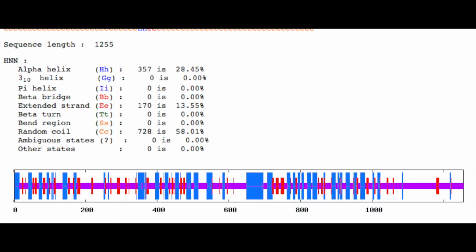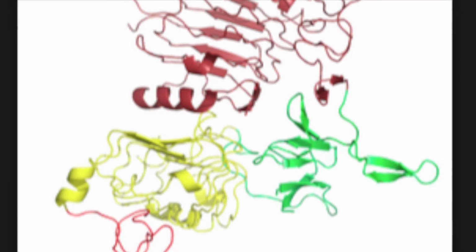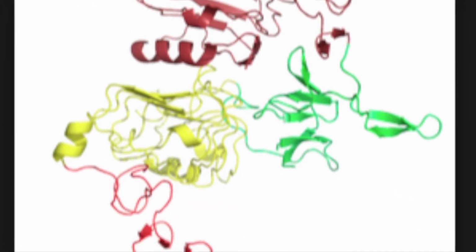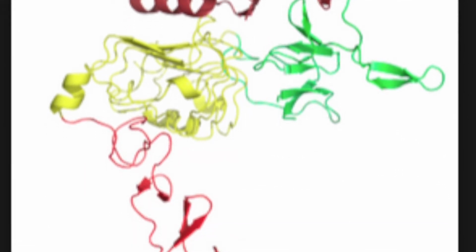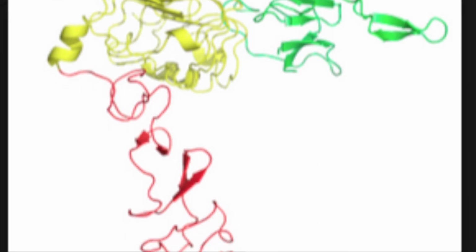According to secondary prediction tools, as you see here, HER2 is a protein made up of mostly alpha helixes, beta sheets, and random coil turns. You will notice that the structure of HER2 is made up of approximately 28% alpha helix, 14% beta sheets, and 58% random coils. This prediction is correct as you see here. Here you notice the alpha helixes, beta sheets, and random coils in this structure.